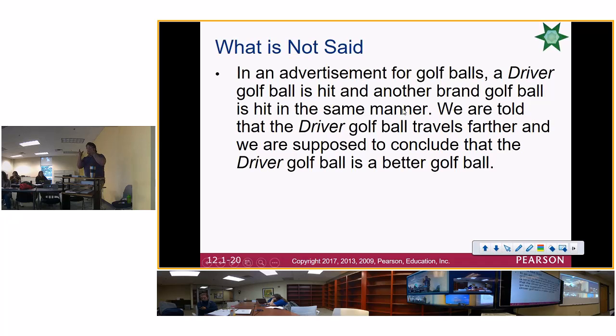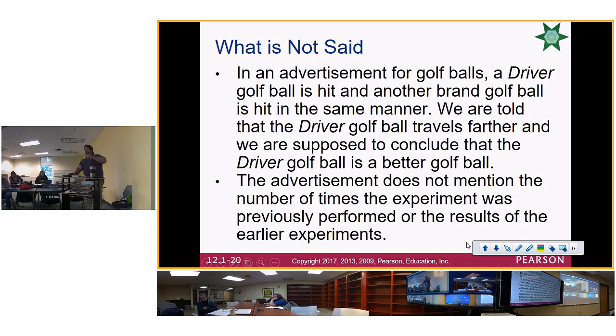You're not going to be able to say. The only way you'd be able to do it is if you had a machine that swung that golf club and a machine down here that put the golf ball at the same spot. Y'all seen that commercial where the robot is hitting the golf ball at a driving range 5,000 times? That's the only way you would be able to say this. There's so many variables. It does not mention the number of times the experiment was previously performed or the results of the earlier experiment.